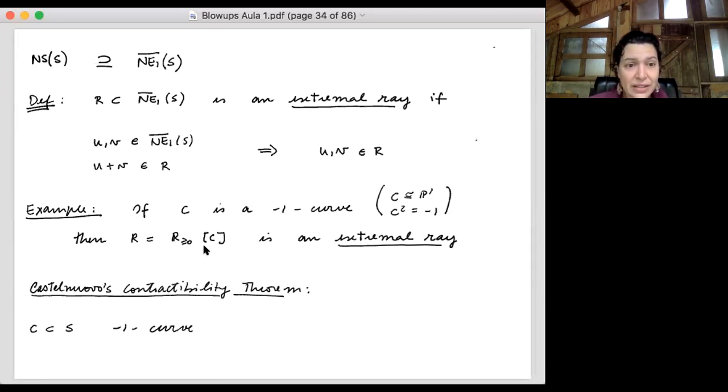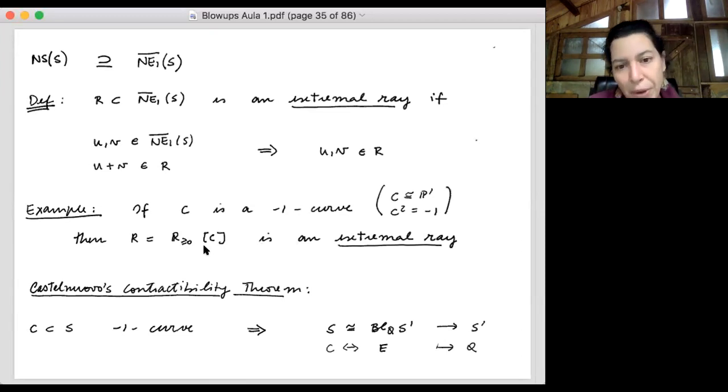This is the content of Castelnuovo's contractibility theorem, which says that whenever you have a -1 curve C on a surface S, then this surface S can be written as the blow-up of another smooth surface S prime along a point Q. And under this isomorphism, the -1 curve C corresponds to the exceptional divisor of the blow-up.